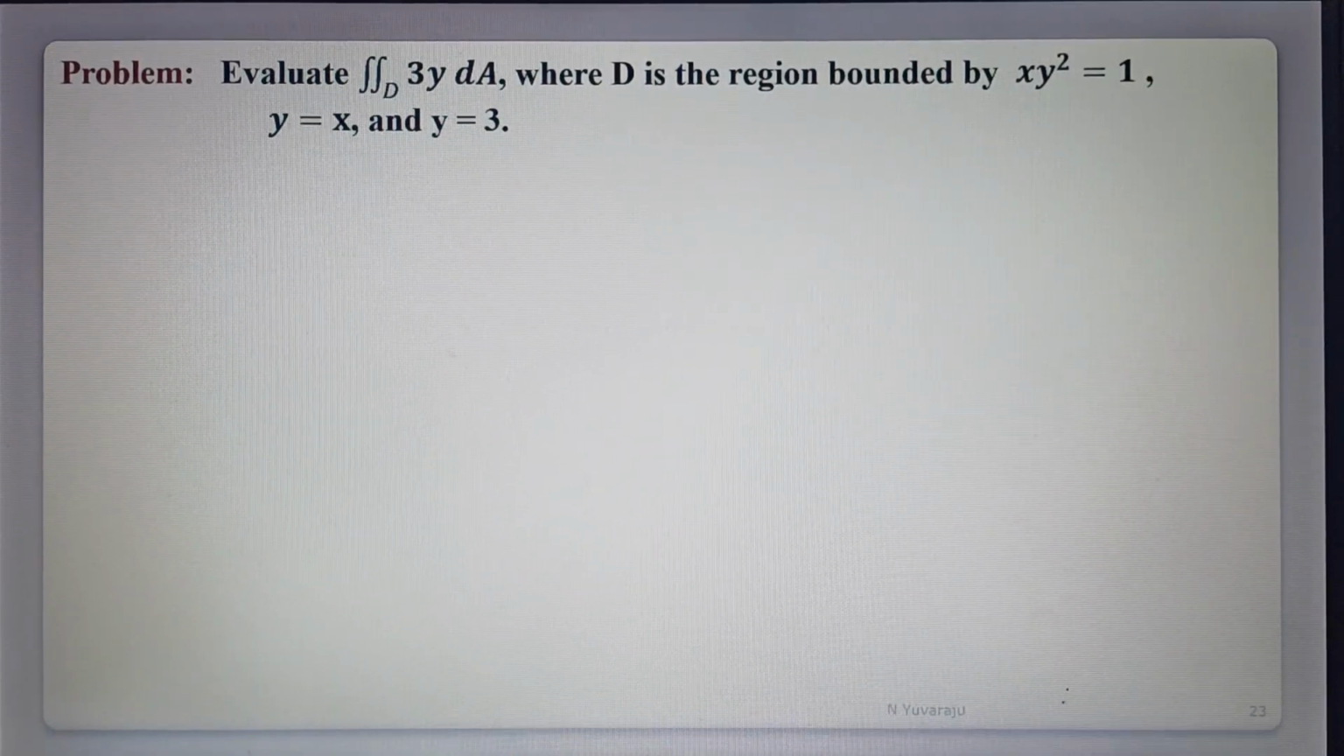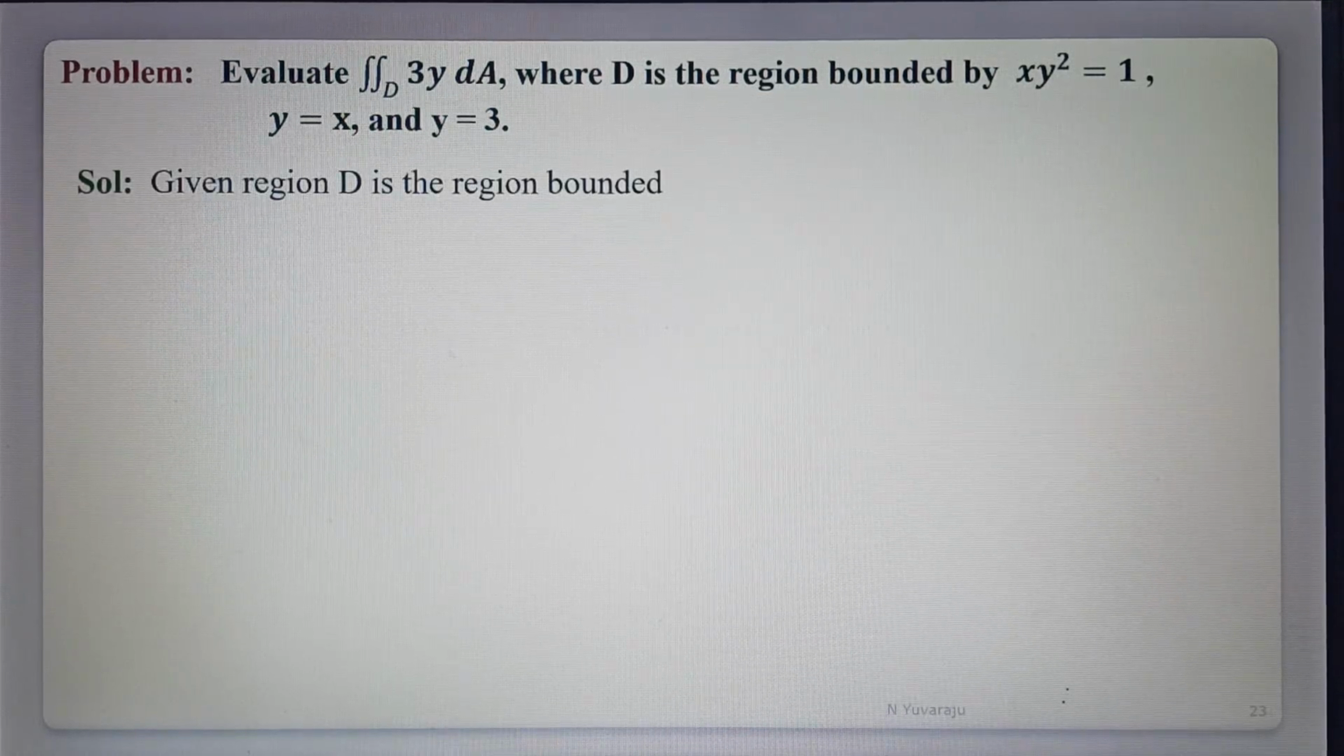Okay, see the next example. Evaluate the double integral over D of 3y dA, where D is the region bounded by x y square is equal to 1, y is equal to x and y is equal to 3. Okay? First of all, draw the graph. Given region D is the region bounded by x y square is equal to 1, y is equal to x and y is equal to 3.